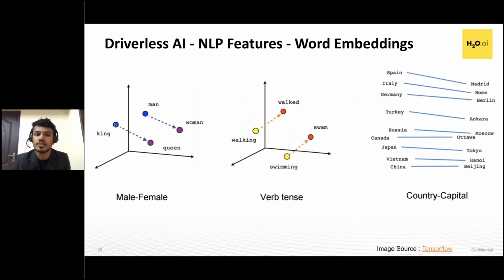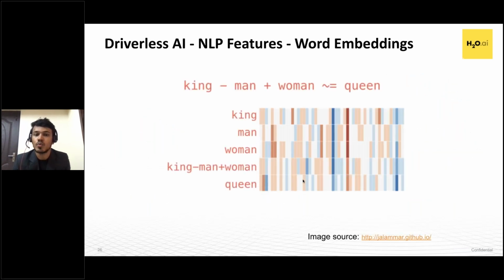So this is a king vector, right? When you subtract the man vector out of here and then add the vector woman, which goes from here to here, we will approximately reach queen. So we have reached somewhere around here, and we look at all the word vectors in the corpus which are similar to this transformation, right? And we get queen.